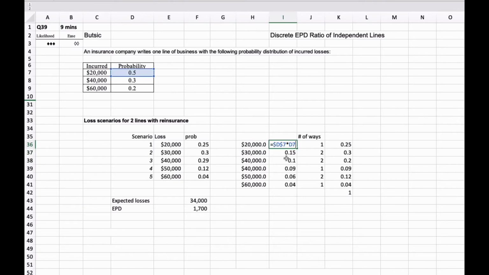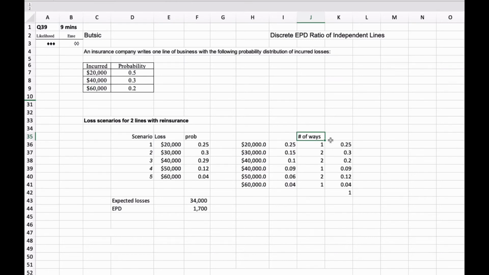Using the same approach for the probability. Next, we work with the 40,000 loss in the first line of business. Similarly, use absolute cell reference for the 40,000, but this time you only drag down the formula once because there's only one loss below 40,000. Use the same approach for the third loss, but this time we don't need to drag down the formula because there's no loss below it.